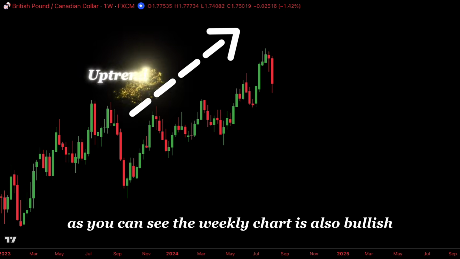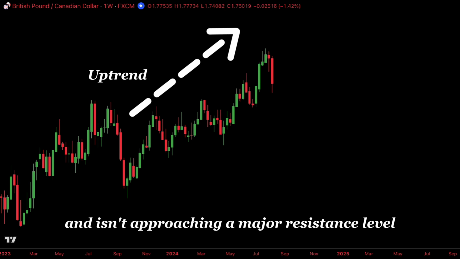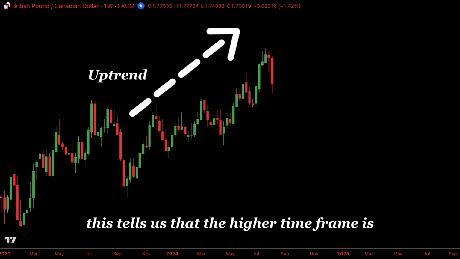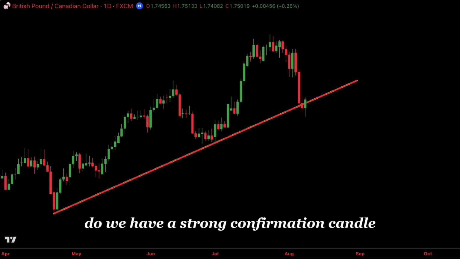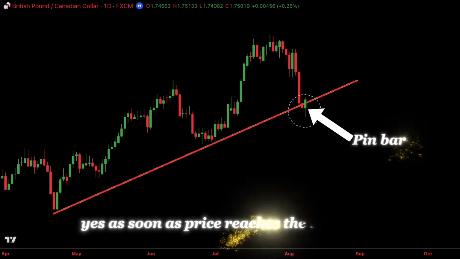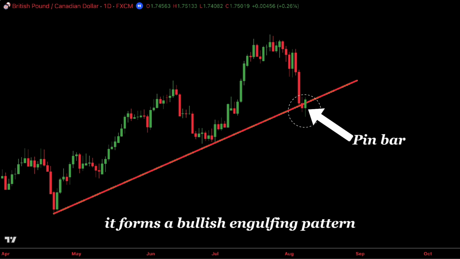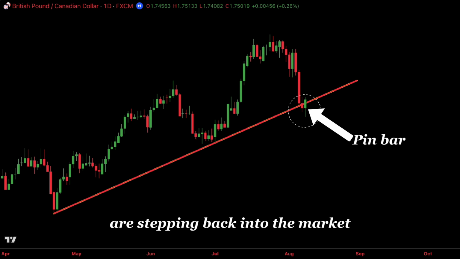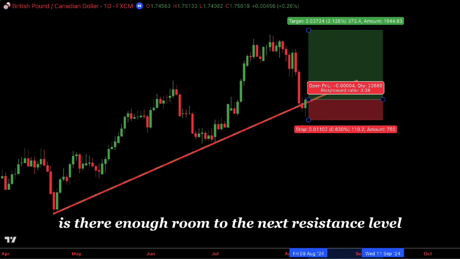As you can see, the weekly chart is also bullish and isn't approaching a major resistance level. This tells us that the higher time frame is aligned with our daily setup. Now let's switch back to the daily chart. The fifth question is, do we have a strong confirmation candle? Yes. As soon as price reaches the trend line, it forms a bullish engulfing pattern, confirming that buyers are stepping back into the market. Finally, is there enough room to the next resistance level?